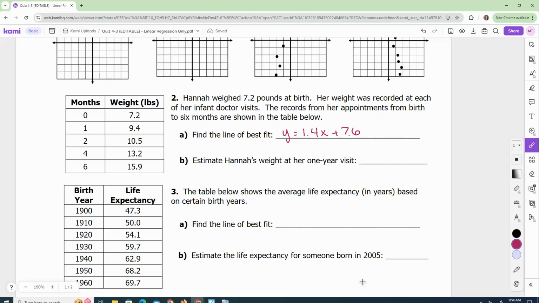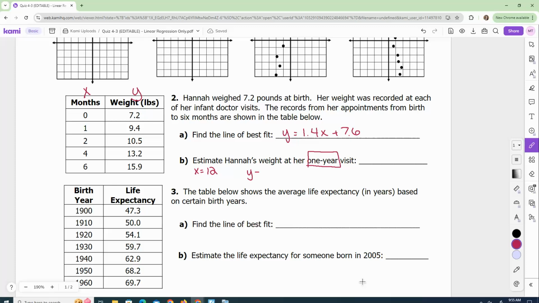Make sure you're doing clear and not delete, because then nothing works right if you do delete. So in this, remember the months, that was my X. My weight was my Y. So we have our line. Estimate Hannah's weight at her 1 year visit. When I say 1 year, am I giving you X or Y? X. But X has to be measured in months. So 1 year means X is equal to 12 months. So I'm going to plug that into my equation.